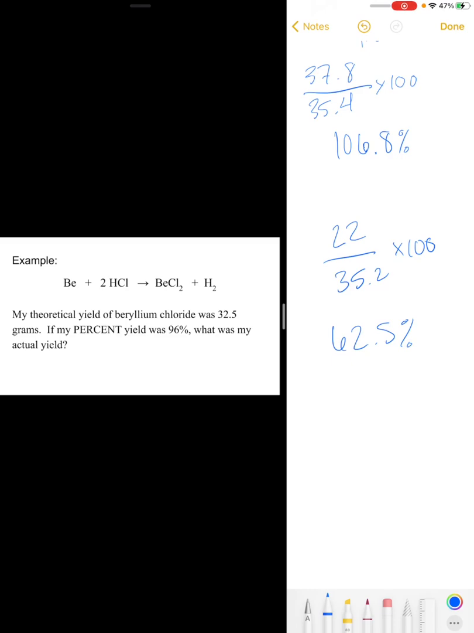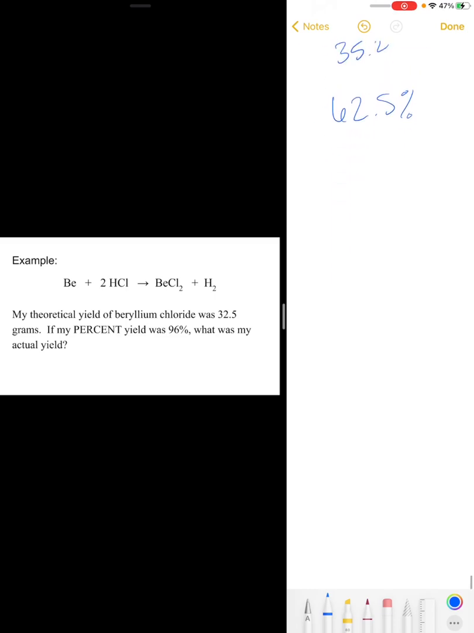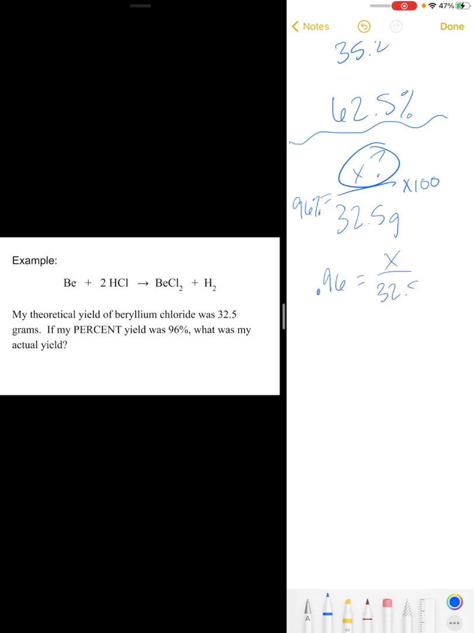Okay, this says my theoretical yield of beryllium chloride was 32.5 grams. My percent yield is 96. I need to solve for my actual yield. So I'm going to plug it into this equation, and I need to solve for x. The first thing I would do is divide by 100. So I have 0.96 equals x over 32.5. Now to get x by itself, I just need to multiply 0.96 times 32.5. And I got 31.2. So that's my actual yield.